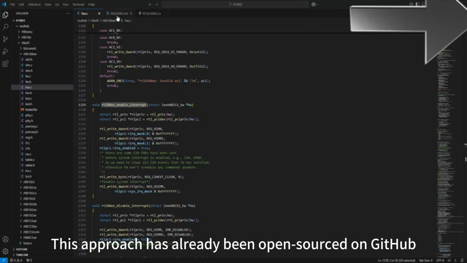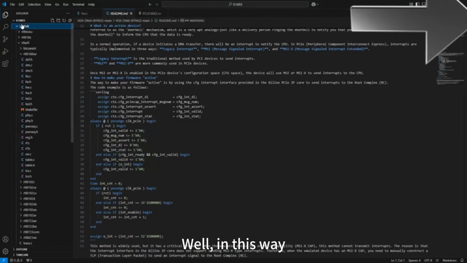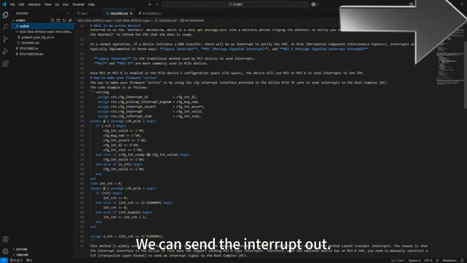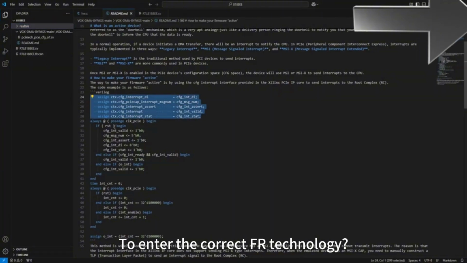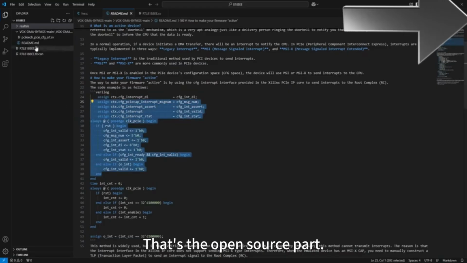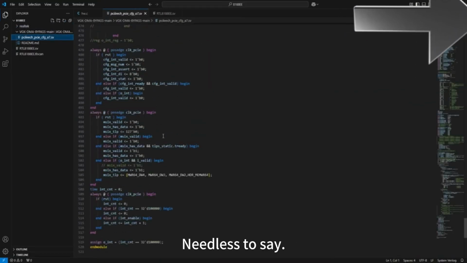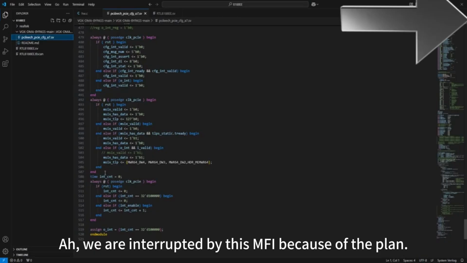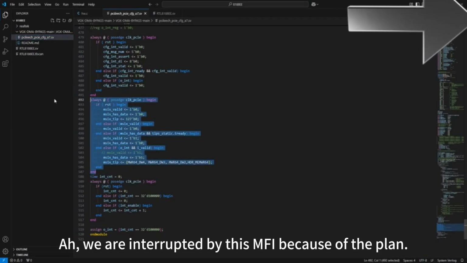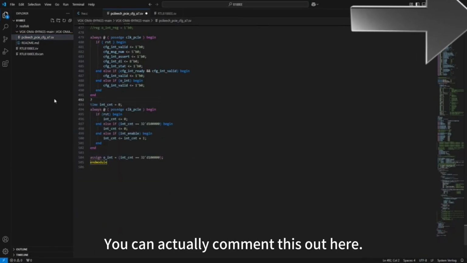This approach has already been open sourced on GitHub. Well, in this way, we can send the interrupt out to enter the correct FR technology. That's the open source part. Needless to say, we are interrupted by this MFI because of the plan. So MF22, you can actually comment this out here.